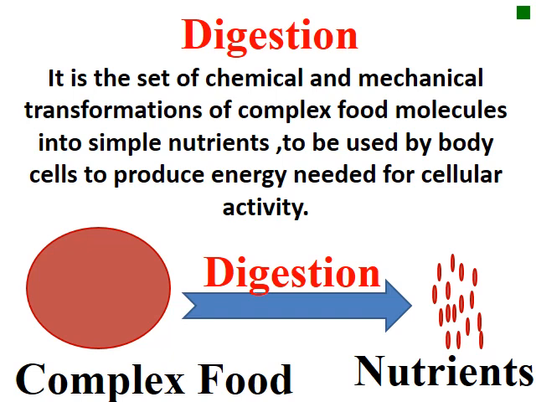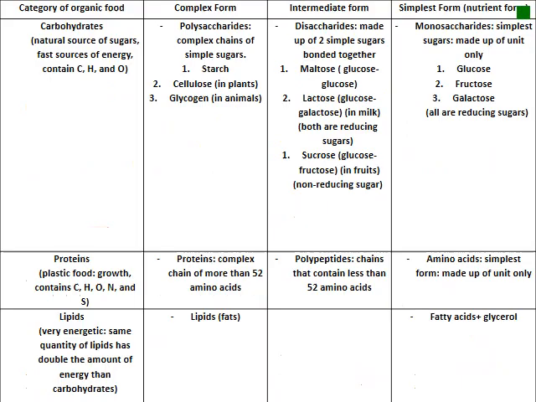So digestion is the set of chemical and mechanical transformations of food molecules into simple nutrients to be used by the body cells to produce energy needed for cellular activity. Carbohydrates, the category of organic food. Complex form, it's polysaccharides, a complex chain of simple sugars. It contains starch, cellulose in plants, and glycogen in animals.